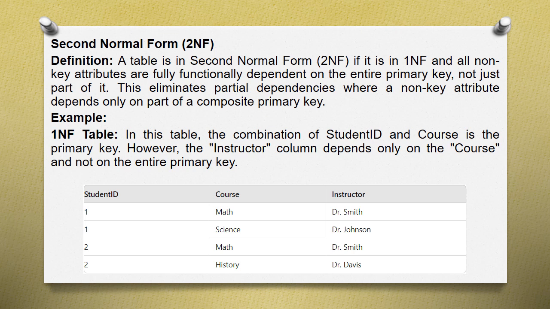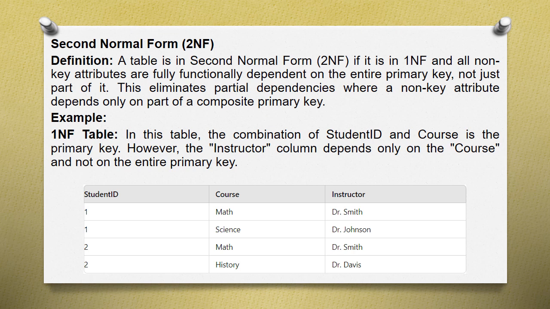But the instructor column depends only on the course, not on the student ID, because the student ID cannot determine the instructor. So instructor is not dependent on the student ID, instructor is only dependent on the course. But the primary key is the combination of student ID and the course. So the third column, that is the instructor, or we can call it the non-key attribute, is partially dependent on the primary key. This is known as partial dependency, and we need to remove this partial dependency to convert this table into second normal form.